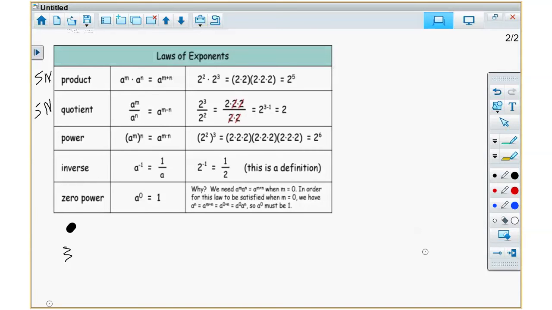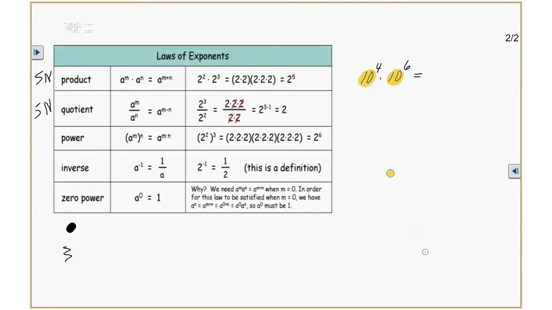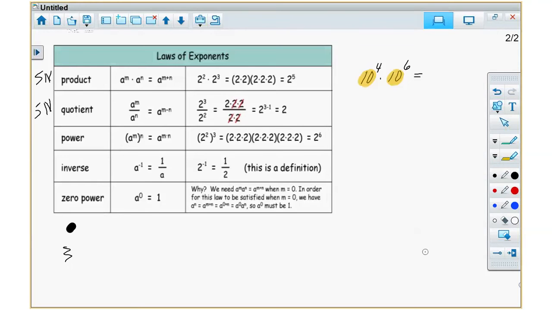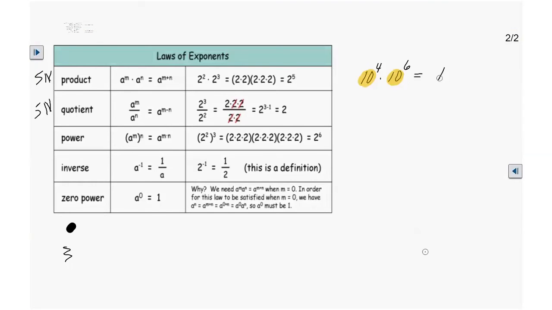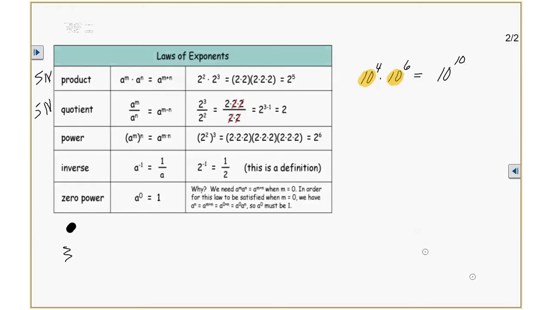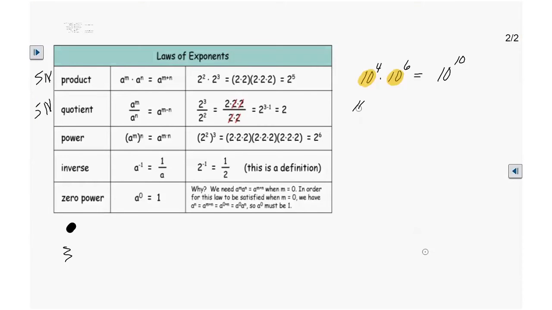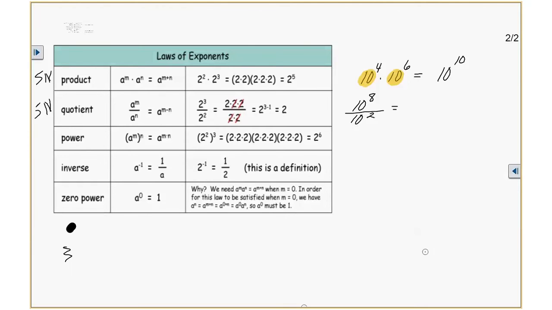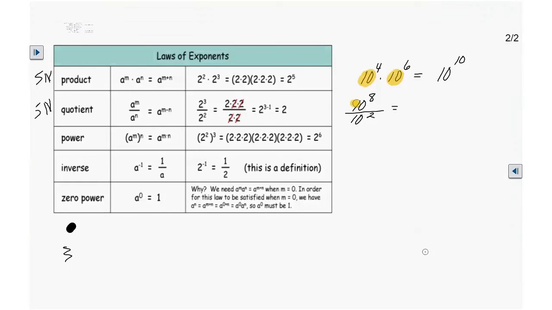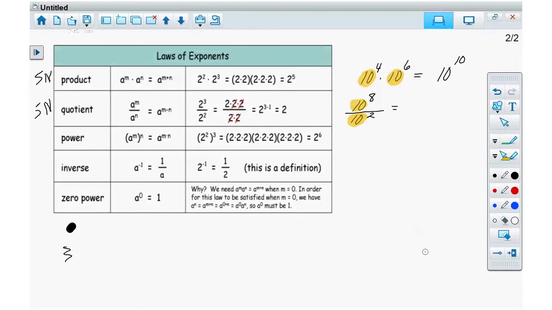All right. So if I give you 10 to the 4th times 10 to the 6th, the main thing that you need to remember is that these two bases are what? They're the same. And if they're the same, you can do what with the exponents? Okay, you need to remember that. 10 to the 8th over 10 to the 2nd. Well, the bases are the same. So with dividing, you can do what with the exponents?